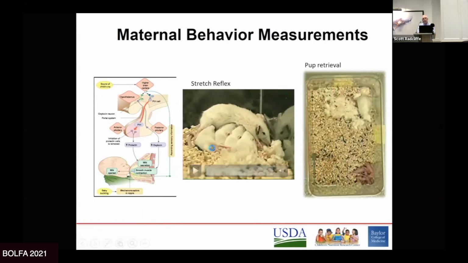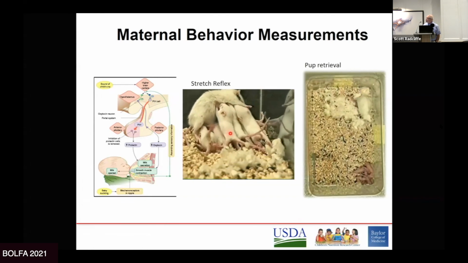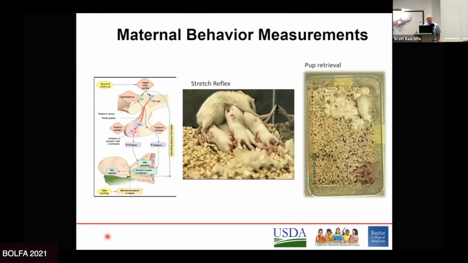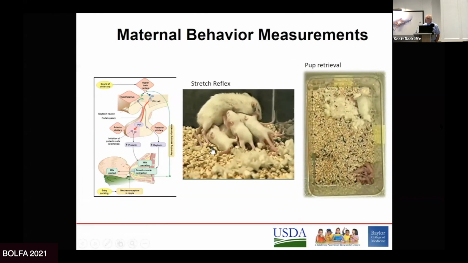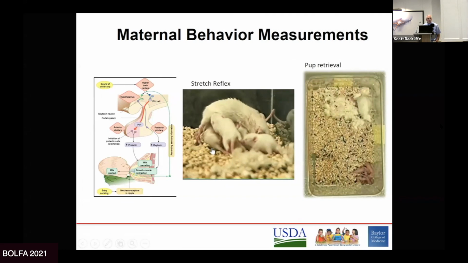Anyway, two traits. This stretch reflex trait shown in the video in the middle is at L10, mom suckling 10 pups. When you see that huge stretching response, that mom has just had a milk ejection episode. So it's an indicator of basically oxytocin secretion. And in a normal lactating dam, if they've been separated from their pups for a while and you put them back, after a few minutes, you'll see these every 7 to 10 or so minutes. And so that was one of the things we were able to measure.